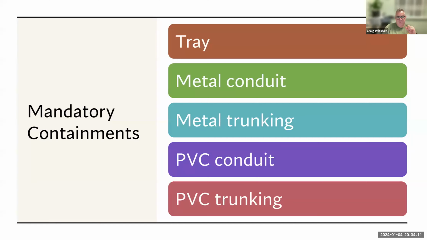So essential criteria. Mandatory containments are tray, metal conduit, metal trunking, PVC conduit, and PVC trunking. You only need to get 5 containments. They are them. Any other containments you can add in if you like, but they're not really going to meet any criteria because they're not essential.